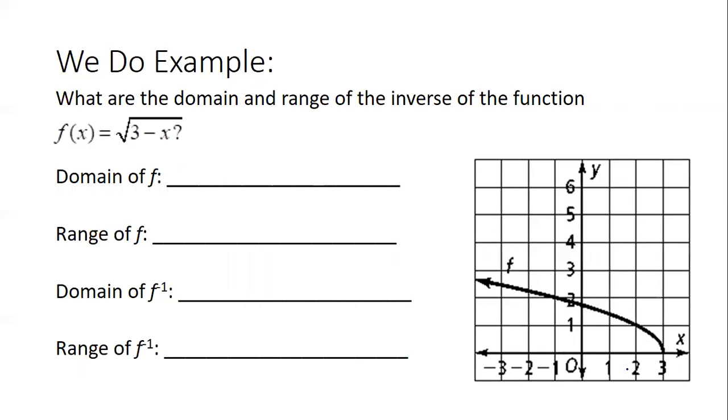I start at 3, right? Am I greater than 3 or less than 3? Why is it less than? It's going towards negative infinity, right? I'm heading towards negative infinity. So my domain is x is less than or equal to 3.